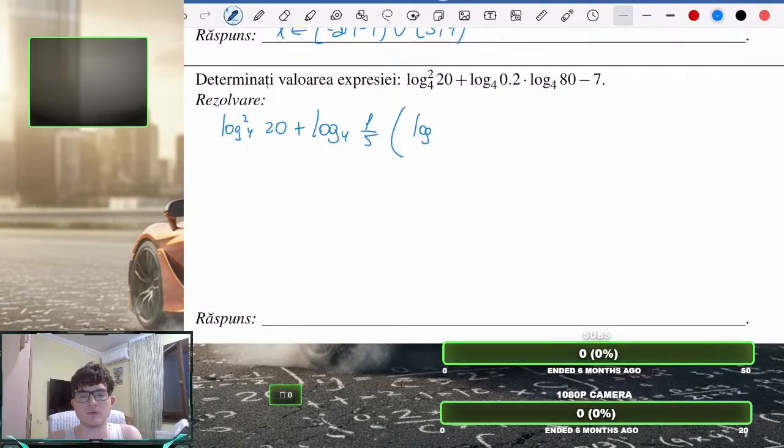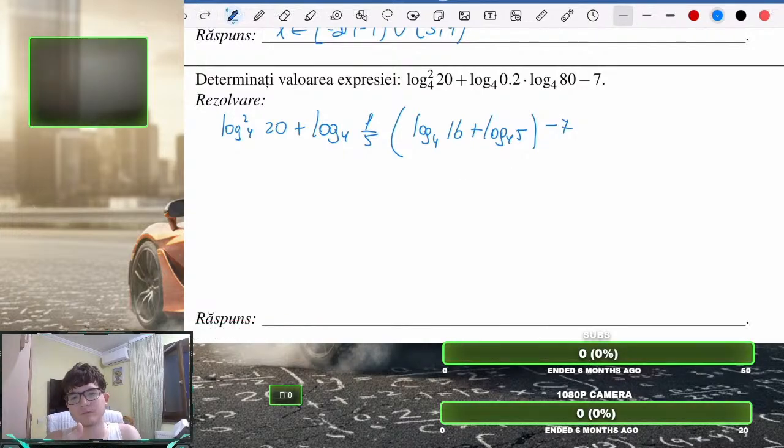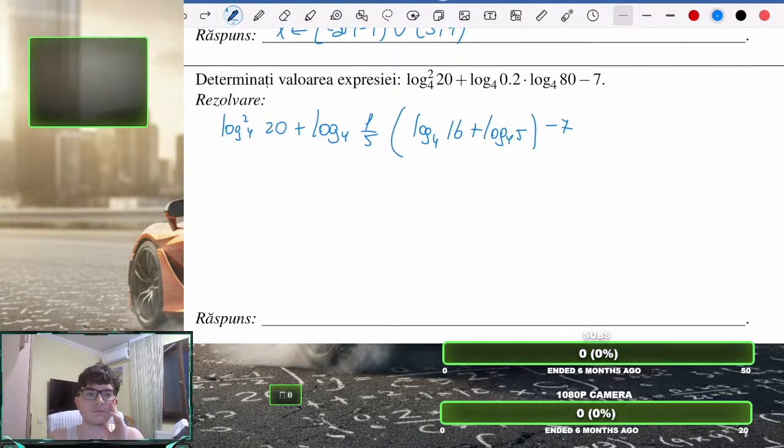LOG for 16 plus LOG for 5 minus 7. Well, why does he write down in parentheses LOG for 16 plus LOG for 5? Because there's a property you can combine the LOGs. So it's going to be LOG base 4 of 16 times 5, which is 80. So basically the same stuff. So I don't know why he did that, but perhaps that helps with something. So just go along with the flow and move on.